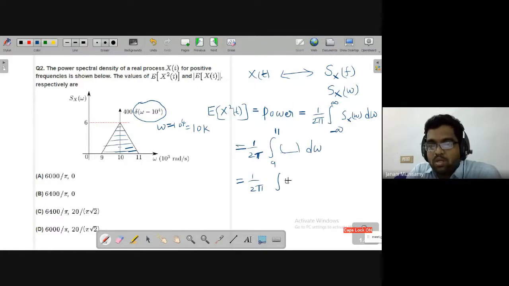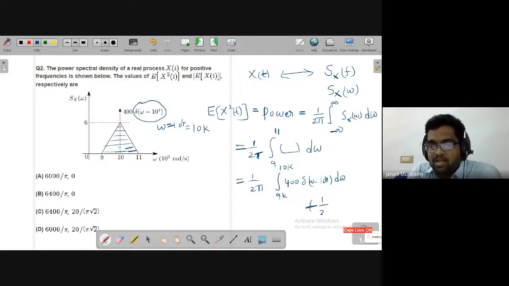You know the integration of impulse is always 1. So this is omega minus 10 power 4, that means it is in between 9k and 11k, so definitely this impulse is present inside the integral. This is d omega. Then the area of the triangular pulse.